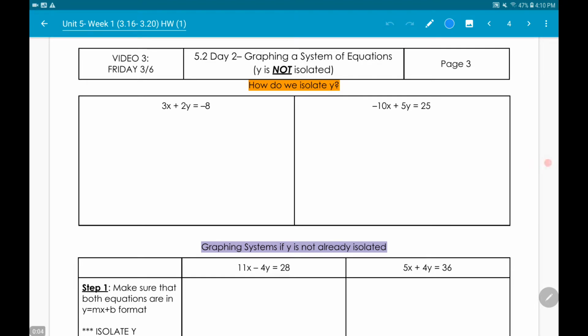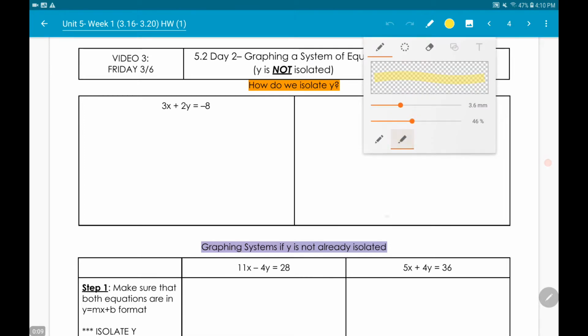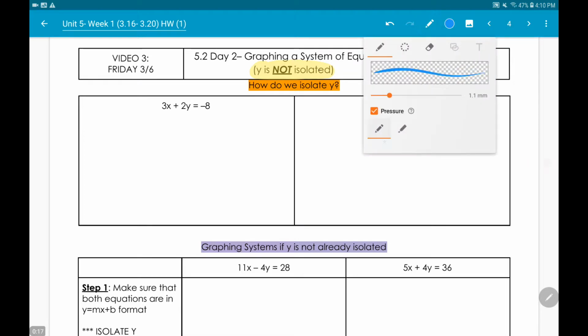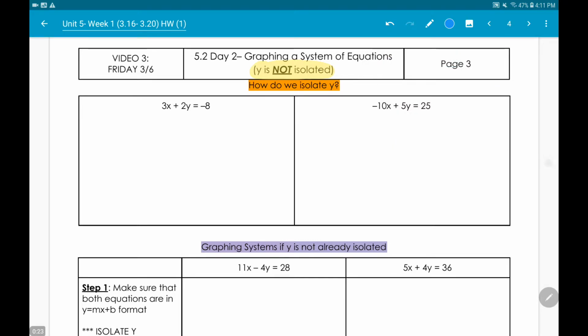Again, we're still solving a system by graphing, but the only difference is this time y is not isolated. So we need to go from whatever equation they're giving us into our y equals mx plus b format before we even start. So just a little extra work. And how do we do that? How do we isolate y?